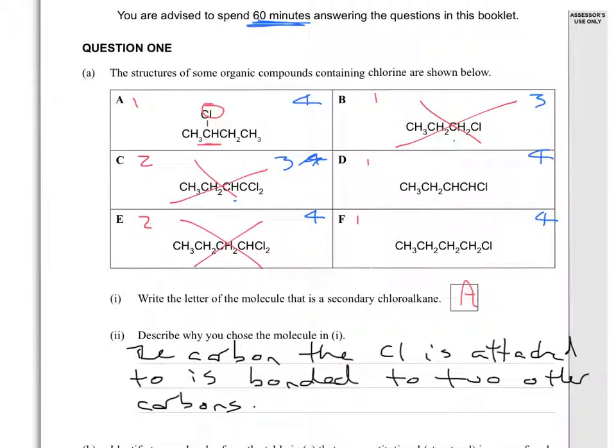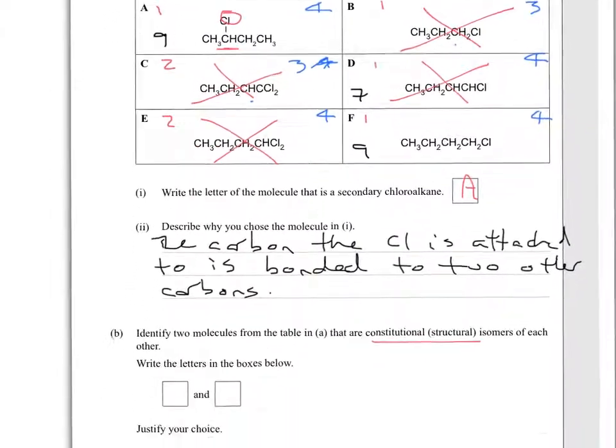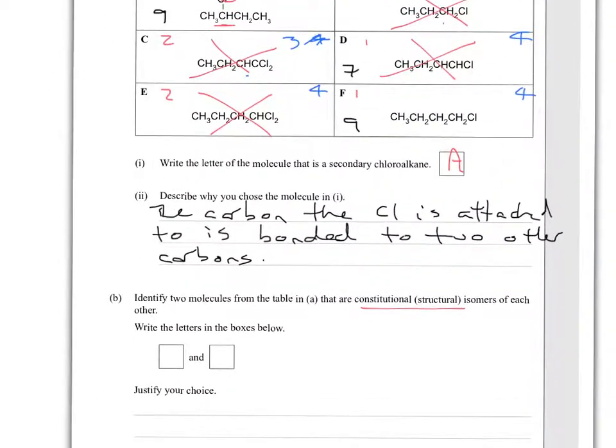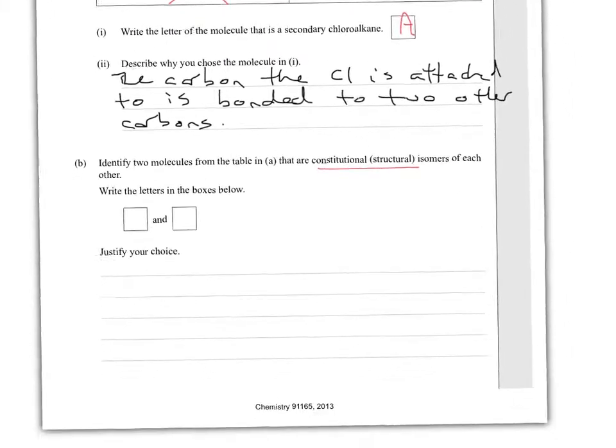Let's have a look at the hydrogens now. So this first one, 3, 4, 6, 9 hydrogens. This one here, 3, 5, 6, 7 hydrogens. 2 hydrogens less, that's going to be an alkene, that one. And 3, 5, 7, 9. So it says 9. So that one there, being an alkene, is not going to be an isomer. So our isomers, our structural isomers or constitutional isomers, which they like to call them these days, are A and F.